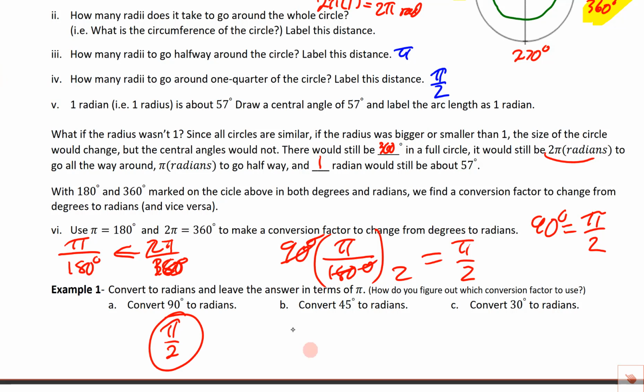45 degrees to radians. 45 degrees. If I want to cancel off the degrees and change them to radians, I need to multiply by 180 degrees on the bottom so that those will cancel. And I'm going to have a pi on the top. Those will cancel. Pi on the top. What do you get on the bottom? 4. Okay. So pi fourths.